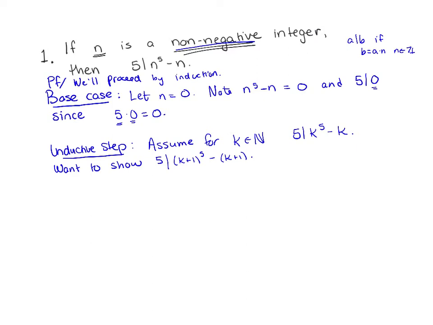So let's think about how we can go about proving that. I'm trying to work with this quantity here. I'm trying to show that 5 divides (k plus 1) to the fifth minus (k plus 1). I can't just start with that statement because I don't know that it's true. So instead, I'm just going to start with (k plus 1) to the fifth minus (k plus 1), and I'm going to say for sure what I know it's equal to.